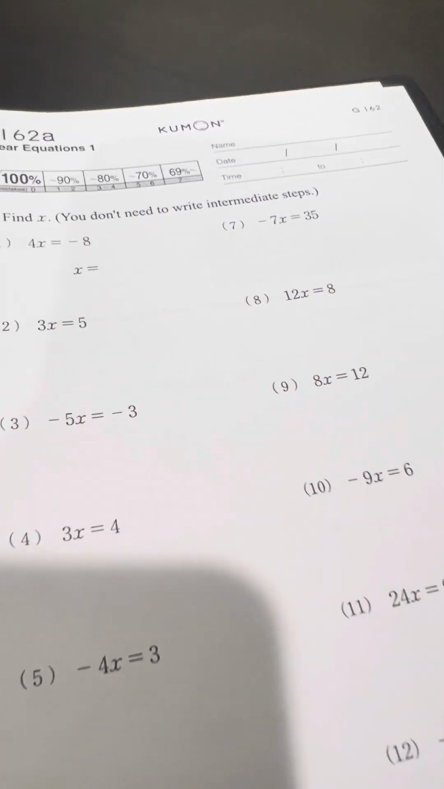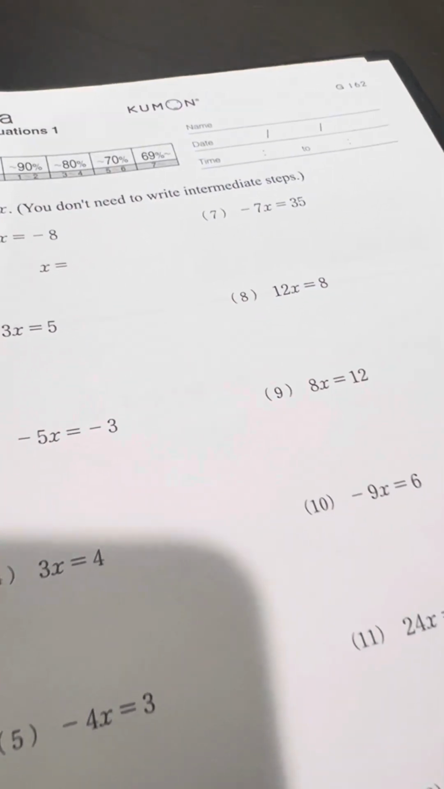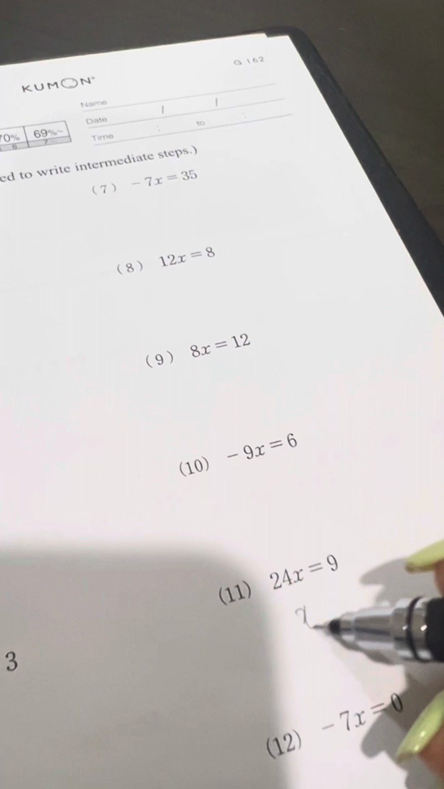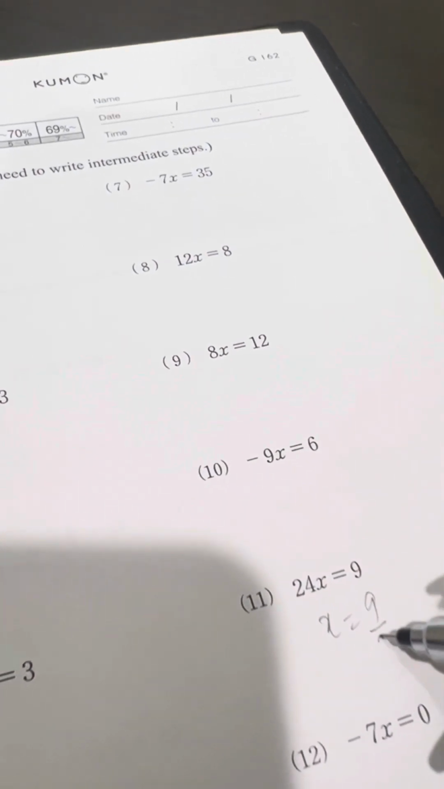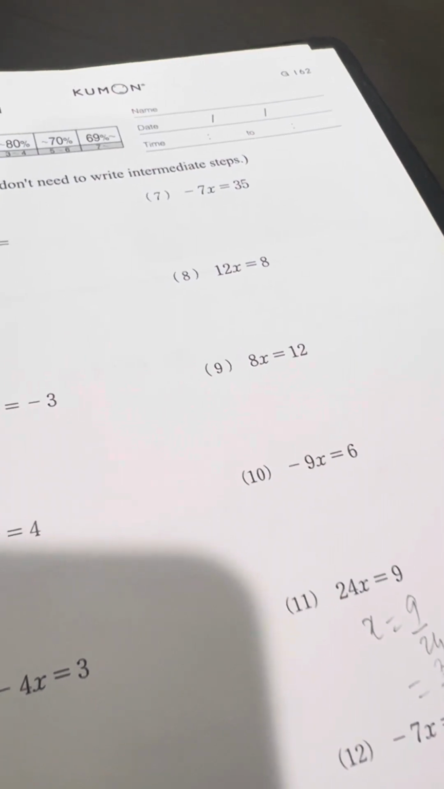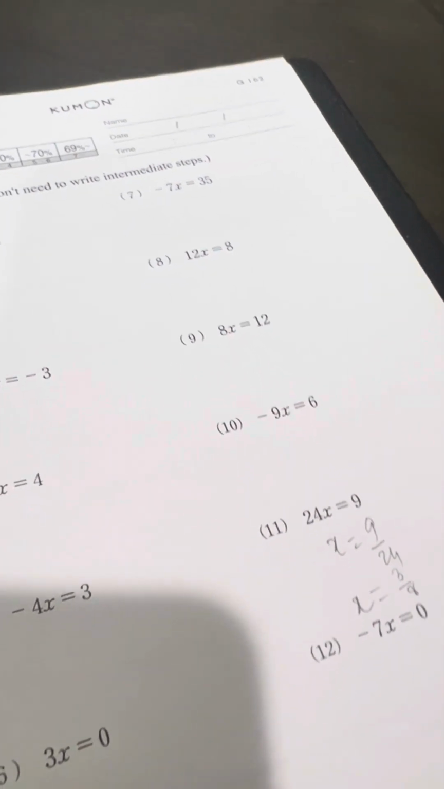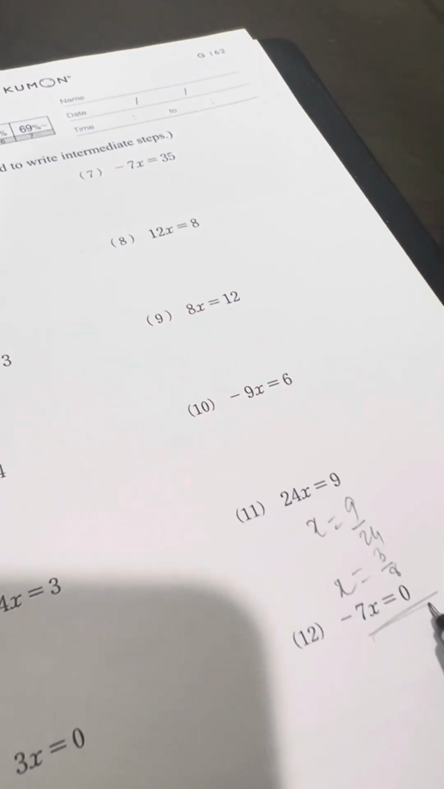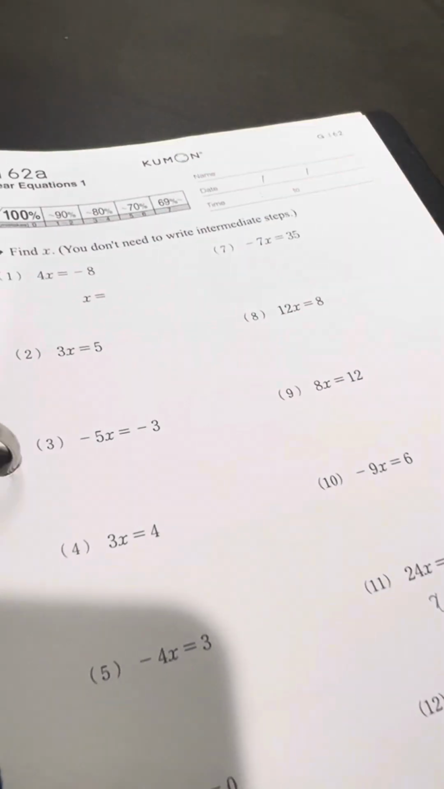This page is pretty simple. Let's do this problem here. X would be 9 over 24, and then you kind of do 3 and 8. So x would be 3 over 8, and this is x equals 0. So that is your 162.